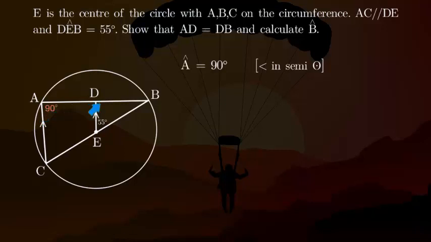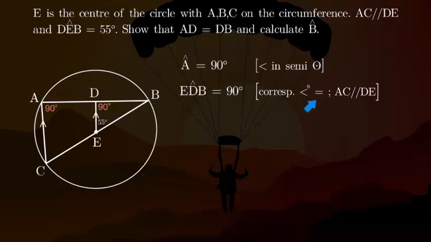That means that angle EDB will also be 90 because these two angles are corresponding angles, because these two lines are parallel. So I write angle EDB is equal to 90 degrees, corresponding angles are equal. And don't forget, when we have corresponding angles, we have to indicate which lines are parallel, because AC is parallel to DE.